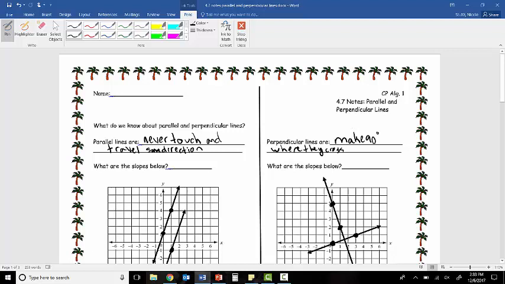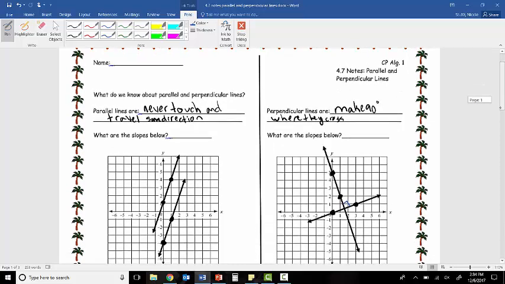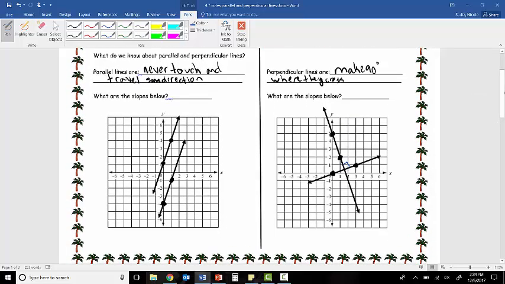So if you look at these two lines on this graph, you can see at the point where they intersect, it makes 90 degrees. So we call them perpendicular lines. That'll be important when you take college prep geometry. So really quick, we want to count the slopes of the two lines below. For the first line, we are traveling up 3 spaces and over 1. And for the second line, we are going to travel up 3 spaces again and over 1.